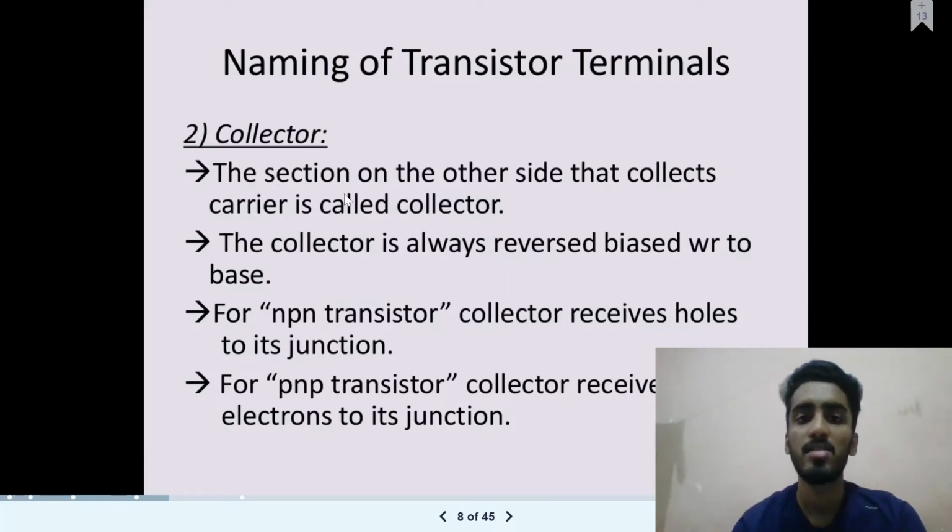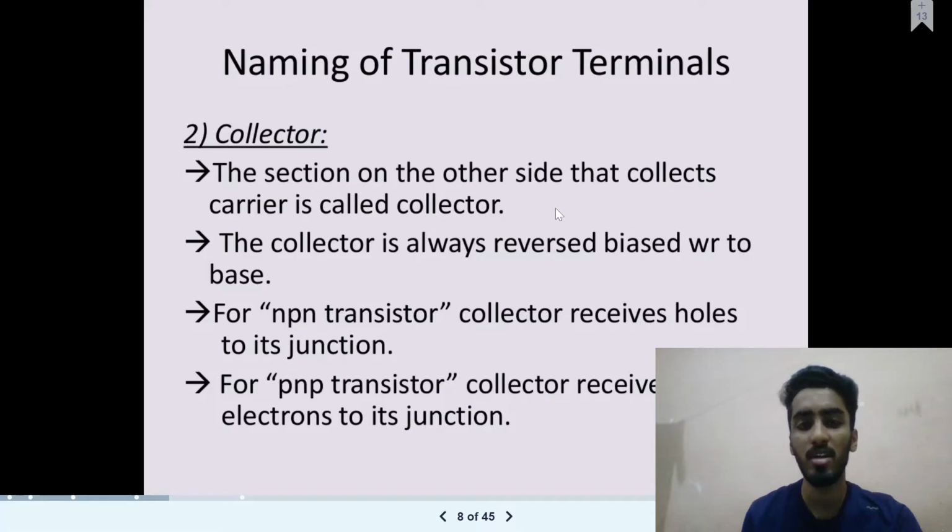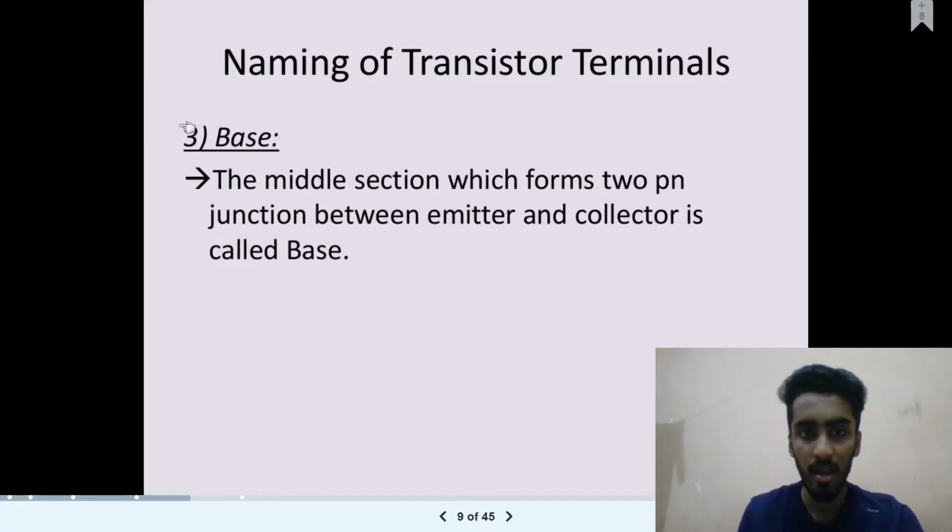Collector. The section on the opposite side to the emitter is called the collector. The function of the collector is basically to collect the carriers. The collector is always reverse biased with respect to the base. For an NPN transistor, the collector receives holes to its junction, and for a PNP transistor, the collector receives electrons to its junction. And the mid section is called the base. The middle section, which forms two PN junctions between the emitter and the collector, is called the base.